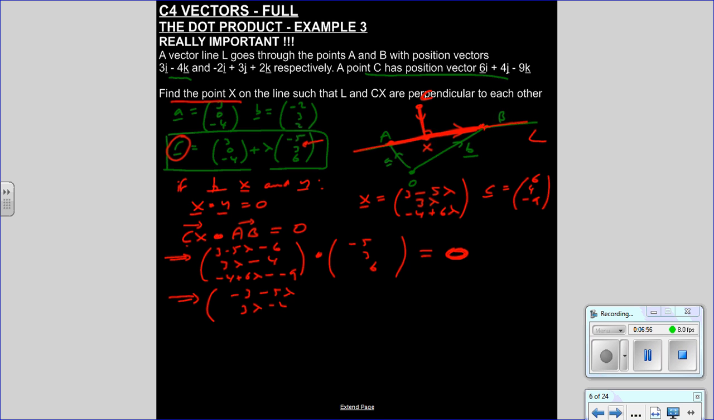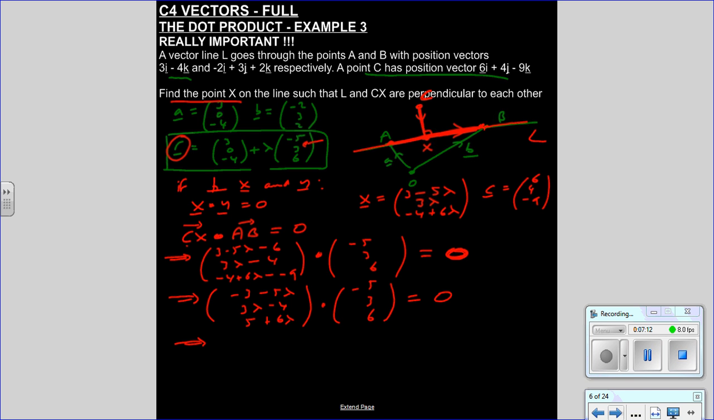3 lambda. Take 4. Minus 4 plus 9 is going to be 5, isn't it? Minus 5, 3, 6 equals 0. How do you do the dot product? Top times top plus middle times middle plus bottom times bottom.